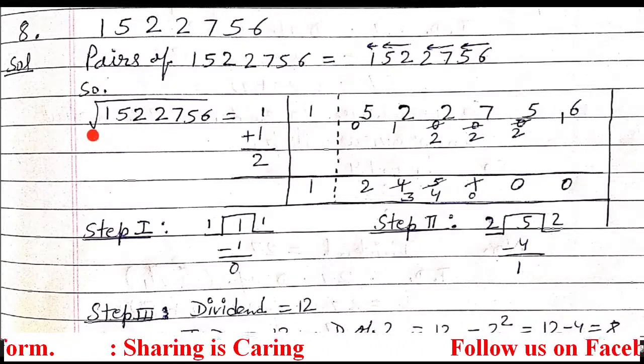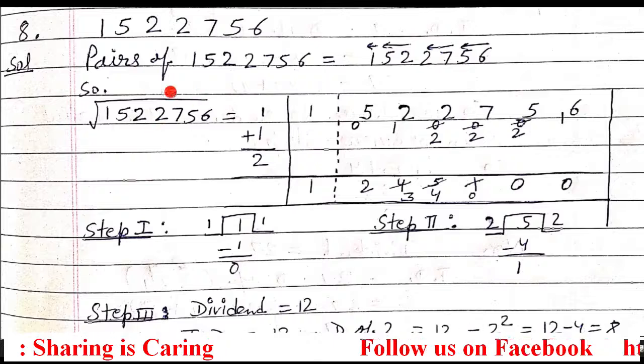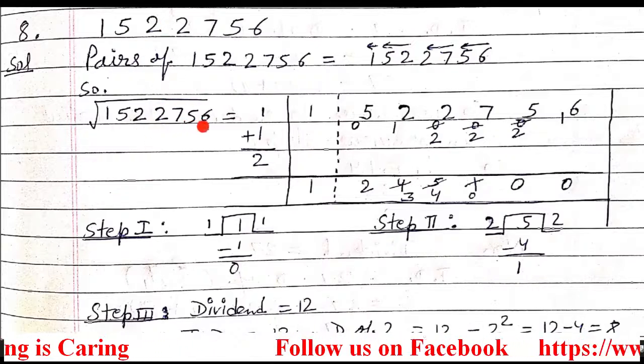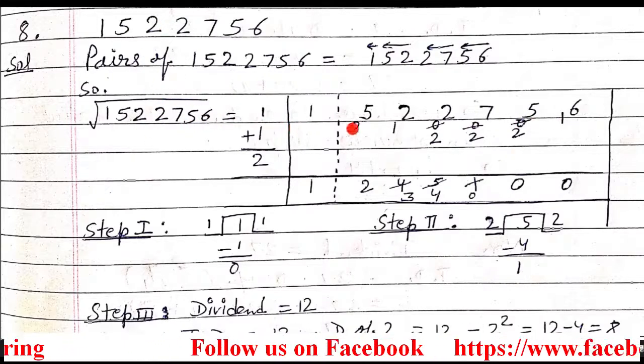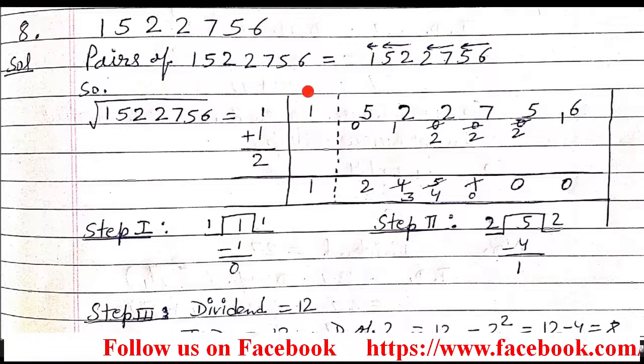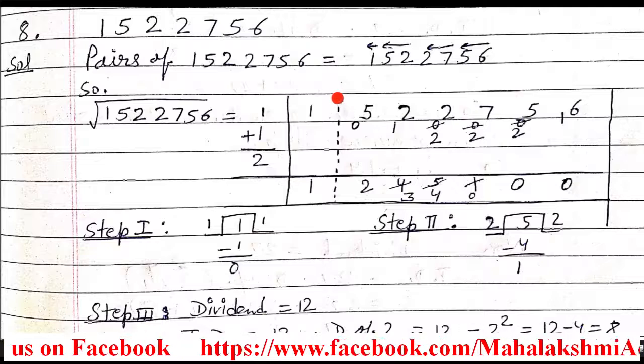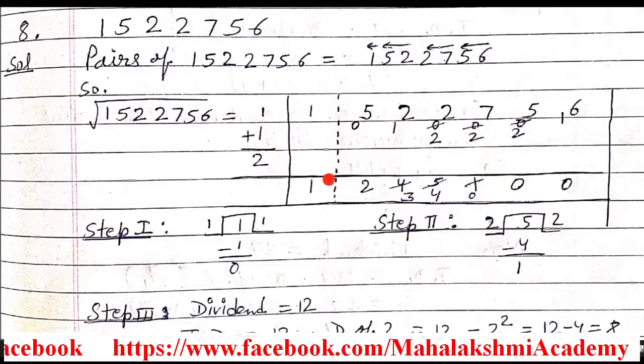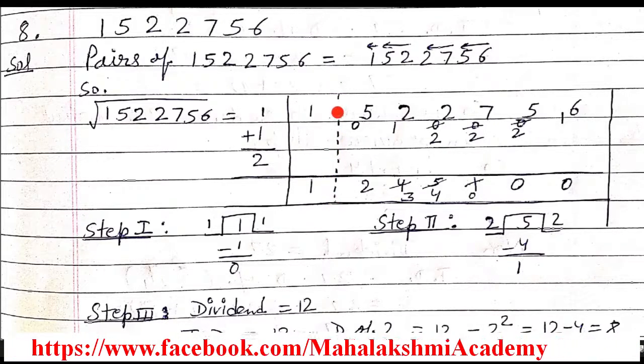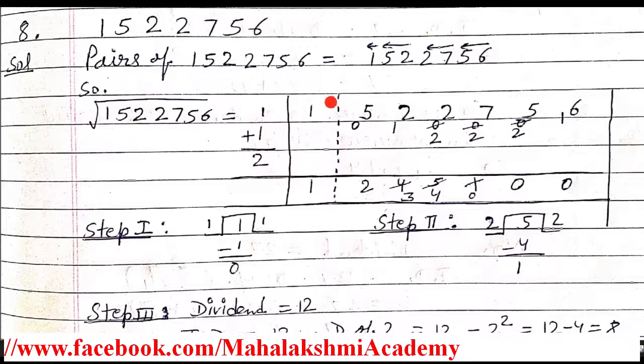Since we are finding the square root, write the square root sign and the given number right here. Then draw three columns. As you can see, this is the first column, this is the second column, and this is the third column. Now this column you just draw by a dotted line. It's very necessary. I'll tell you the importance of this.